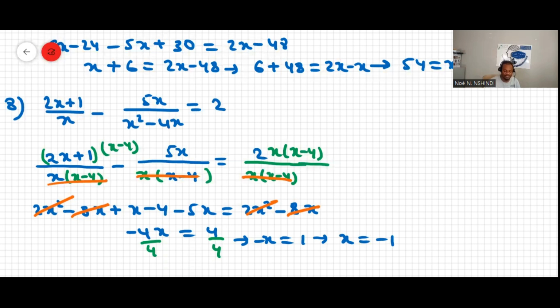Now, the restriction was x cannot be 0, because I look at this denominators, x cannot be 0, and also x cannot be equal to 4.